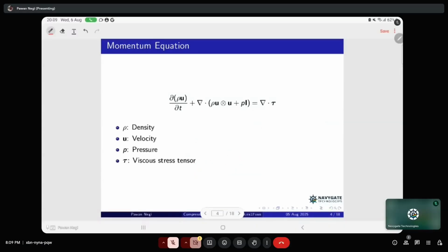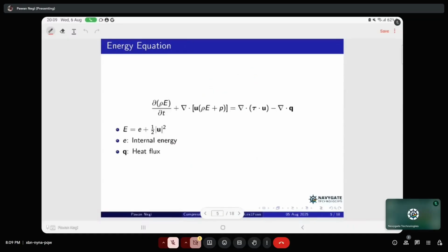Similarly, this is the momentum equation. Here the conservative property is this, which is called the momentum. Note that the velocity is not the conservative property, it's the momentum. Similarly, in case of the energy equation, the conservative property is this E, which is called the total energy.